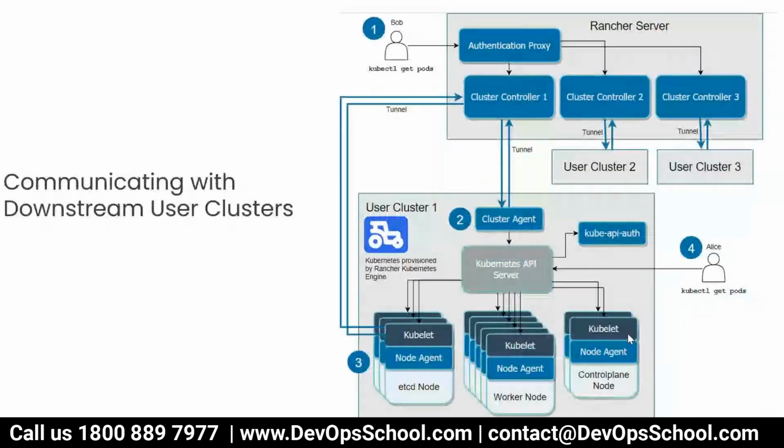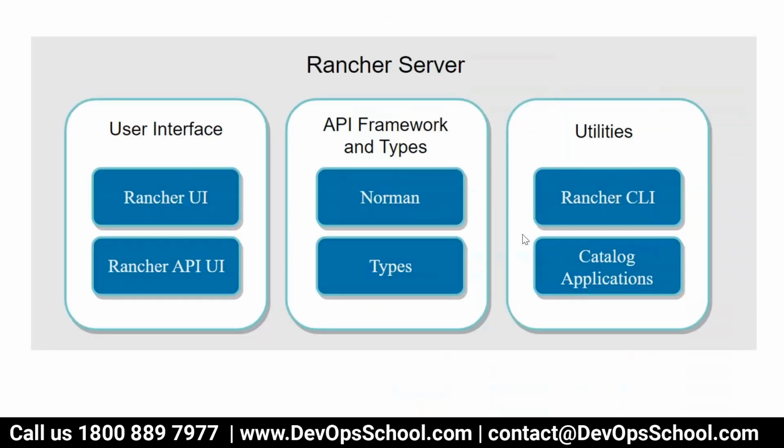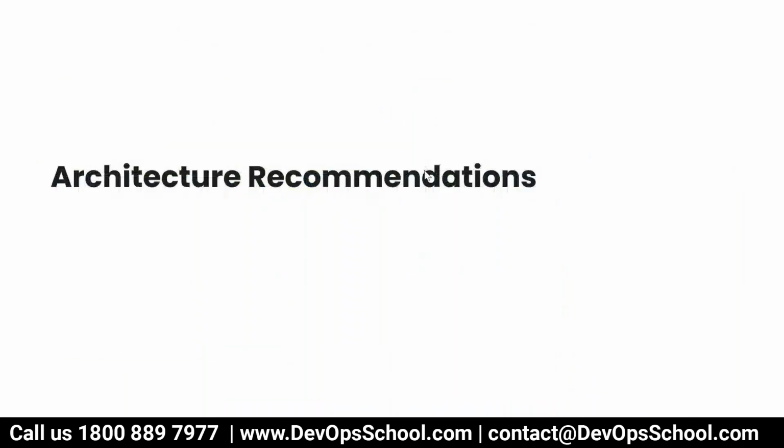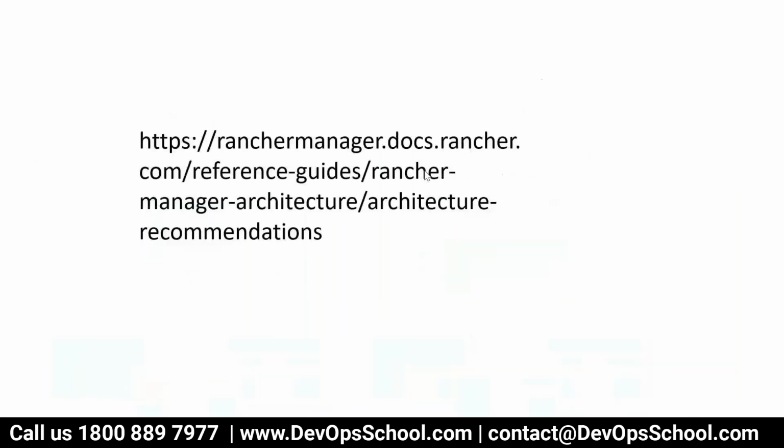Now, communication with the downstream user cluster: how does the Rancher server talk to the downstream cluster? Using the cluster agent. Here you see the cluster agent, with tunneling and all that handled. So these are the utilities you can use. I'll avoid too much discussion and now go on to the installation of Rancher.